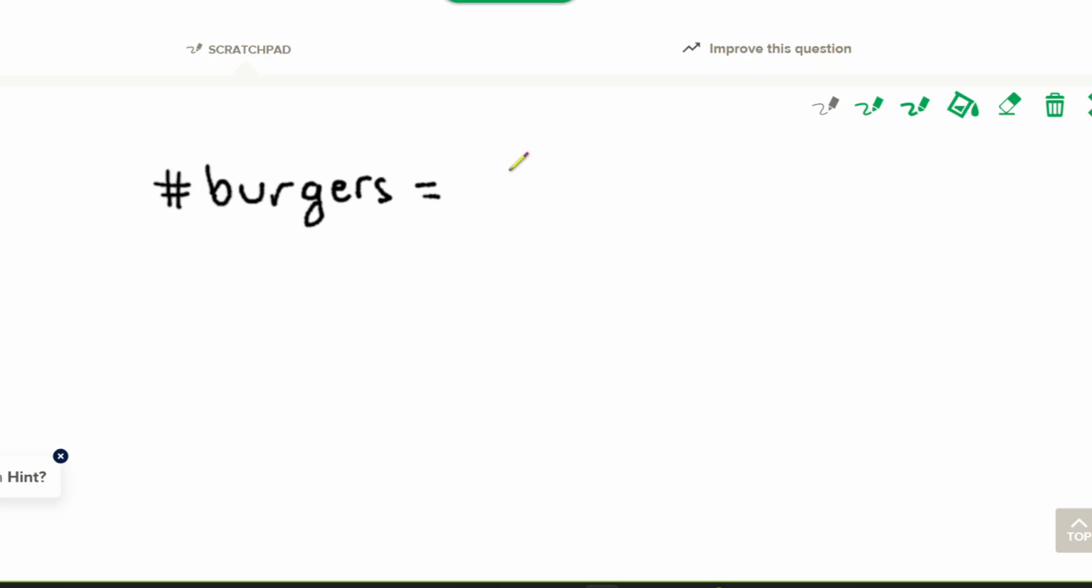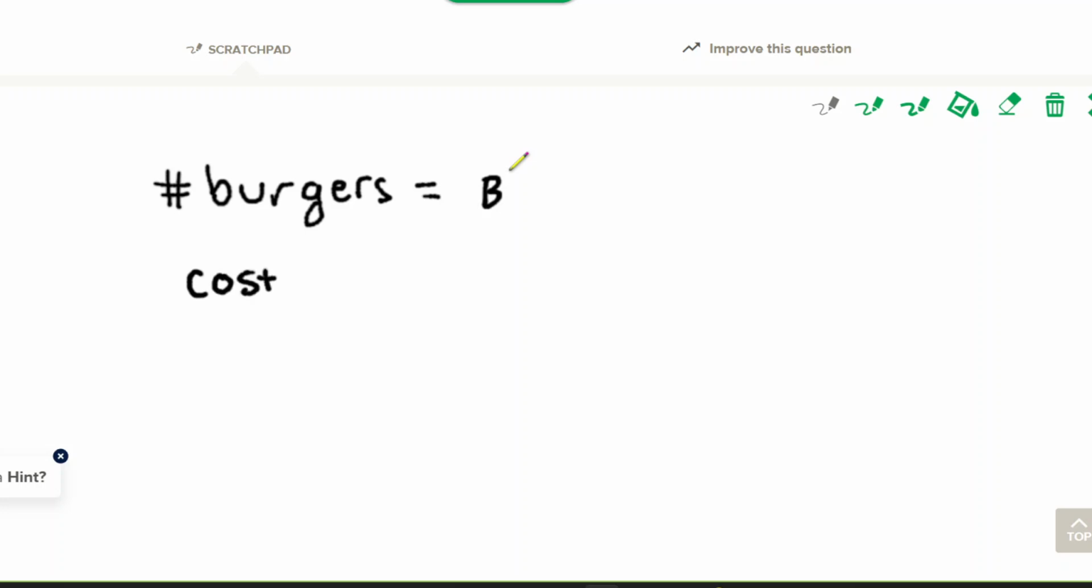So this number of burgers I decide to eat, that can change. I can decide to eat 1 burger or 2 burgers or 3 burgers, right? That can vary. So I'm going to call this B for burgers. Now you can call it X or Y or A or C or whatever you want. I'm going to use the letter B for burgers. And then the same thing goes for the cost.